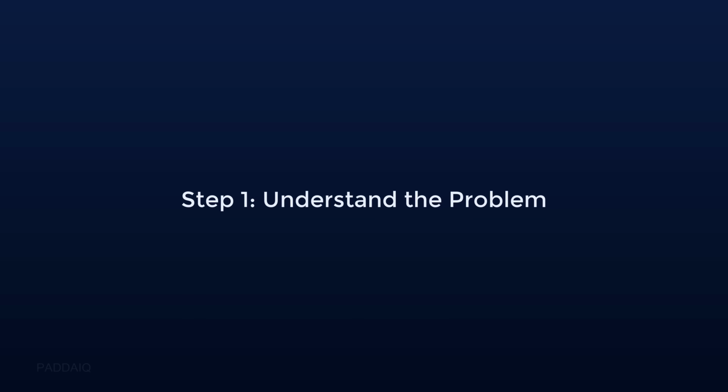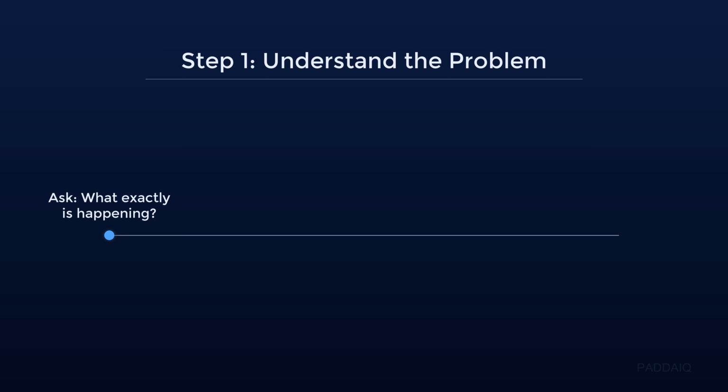Step 1. Understand the problem. Ask what exactly is happening. This means clearly identifying the issue before jumping to solutions. For instance, if a sales report is delayed, don't assume it's a data issue. Ask whether it's a system error, data upload problem, or user mistake. Pinpointing the root cause saves time and resources in your BTP project.